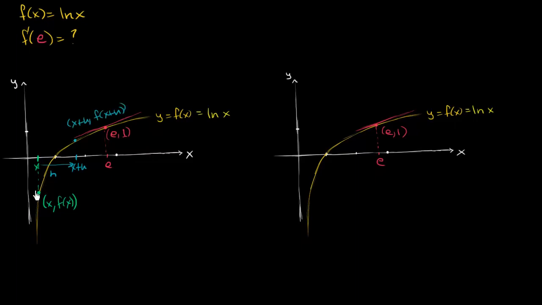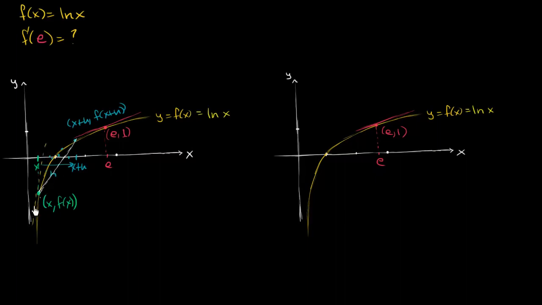Now, the whole underlying idea of the formal definition of the derivative is to find the slope of the secant line between these 2 points, and then take the limit as h approaches 0. As h gets closer and closer, this blue point is going to get closer and closer to x, and the secant line is going to become a better and better approximation of the tangent line at x. So let's actually do that.